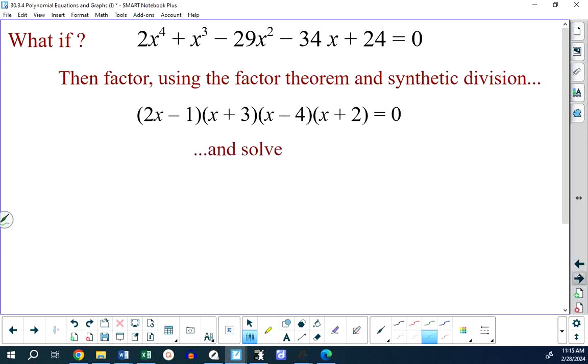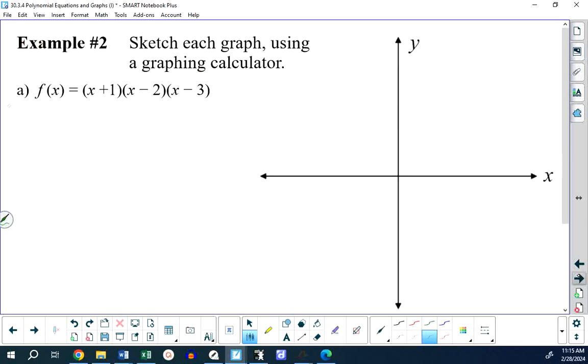By the way, you would just set all of these equal to 0, right? We've already solved it, so you don't need to write anything here. All right, sketch each graph using a graphing calculator. This is the big thing. Now, I'm not going to use a graphing calculator, and I don't want you to unless you want to. I have these graphs loaded up in my graphing program with window settings that allow us to see the important features.